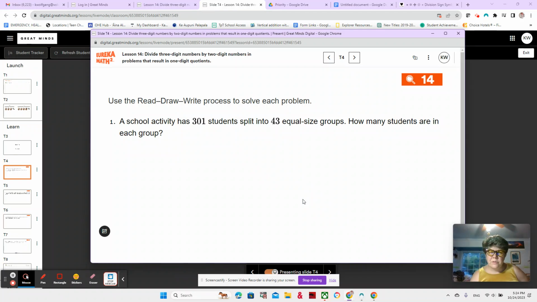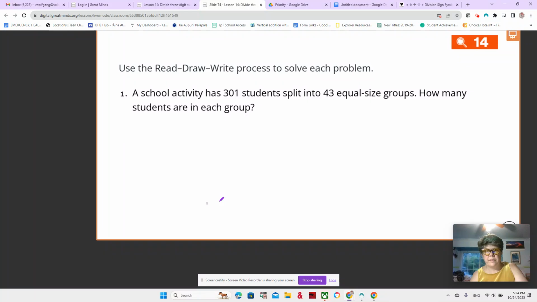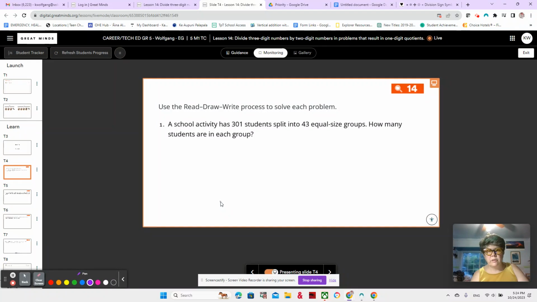All right, so when we do word problems, we have to think about what is the dividend and what is the divisor, and how do we know, right? So thinking about that, what is the dividend and what is the divisor? You have it in your book too. Make sure you're taking notes as we talk.